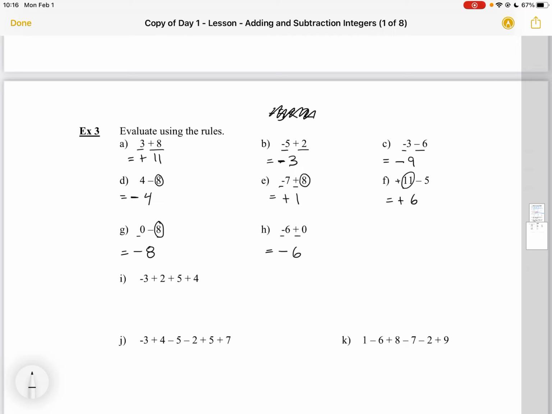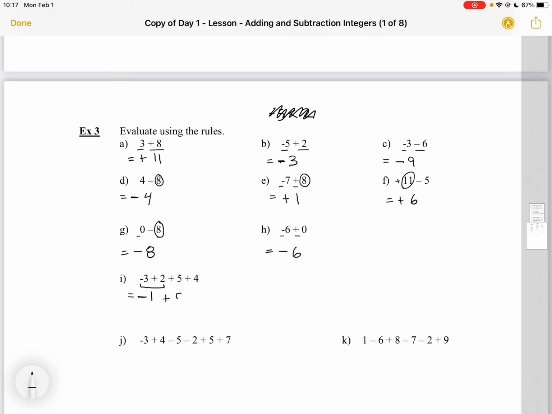Now our last 3 examples are a little bit more complicated. They've got some more numbers, but that's okay. I'm going to do it in groups. So I'm going to look at my first 2, -3 plus 2. I've got different signs. I'm going to keep the sign from the 3, and I'm going to subtract the numbers. 3 minus 2 is 1.